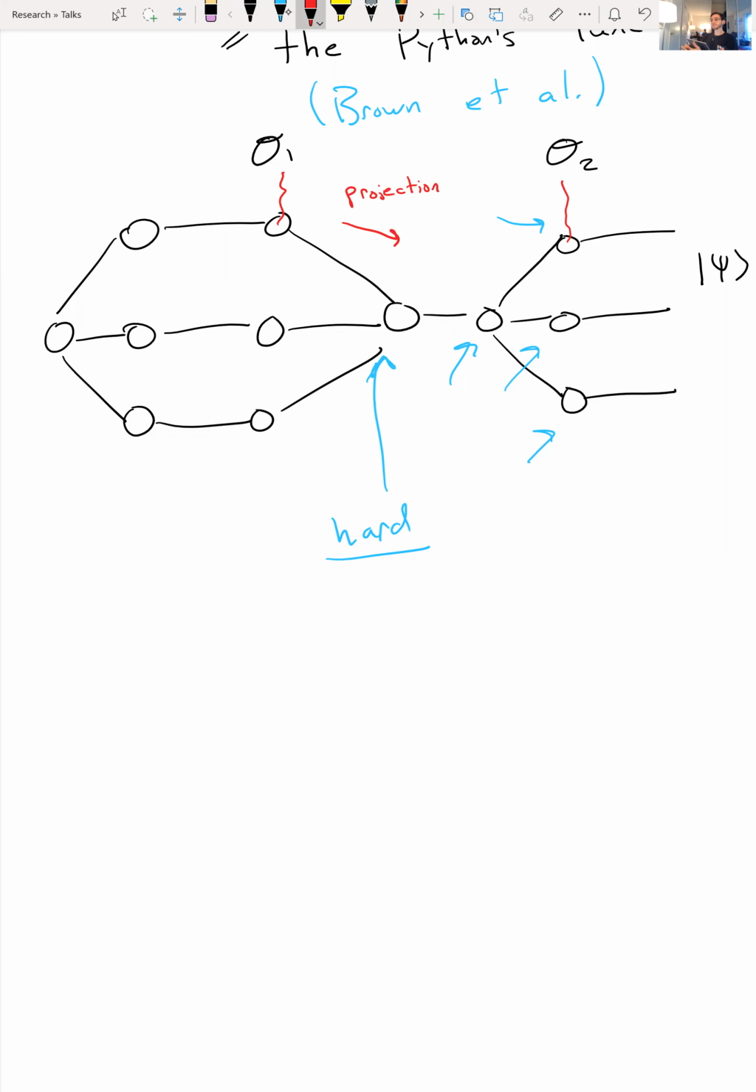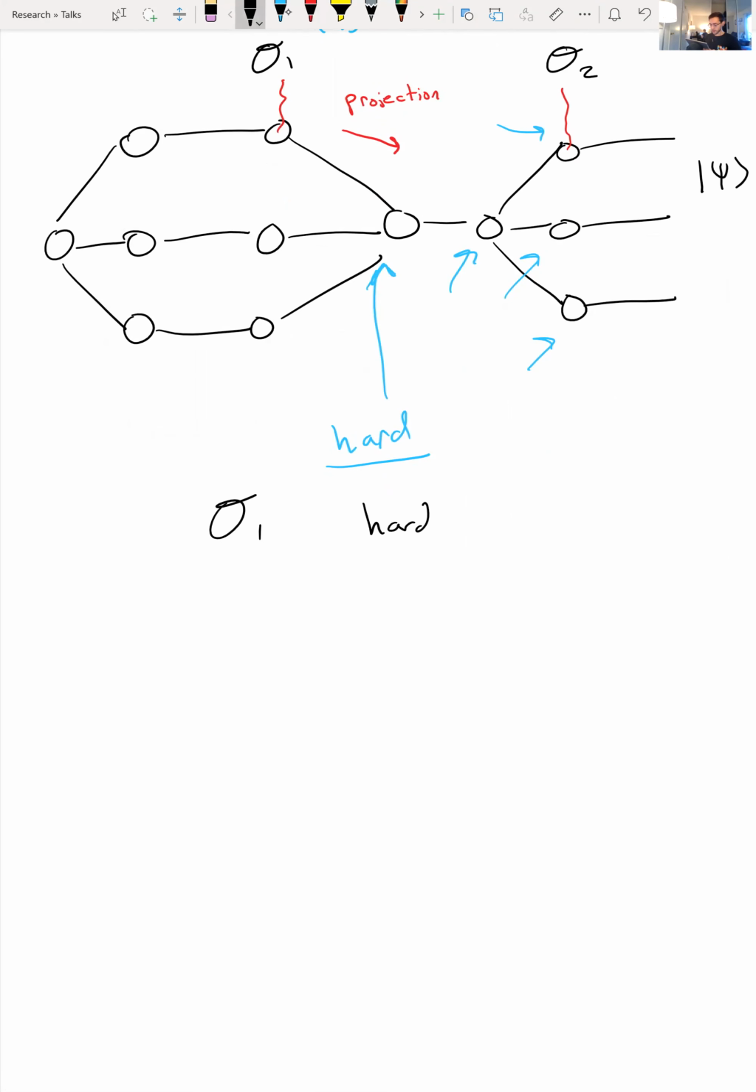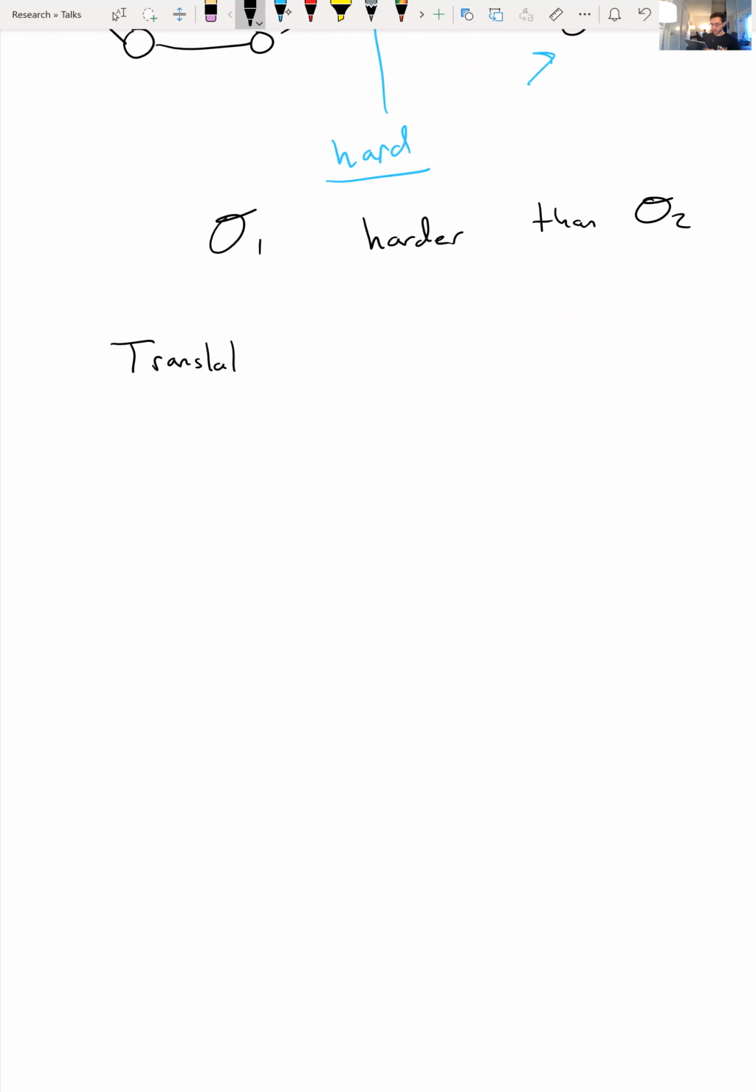So what they talked about in this paper was how if you have a tensor network like this, it's always going to be much harder to figure out what happened at O1 than it is at O2. So I'll say O1 harder than O2. If I think about these tensor networks as representing some space-time geometry, then this translates to a geometric problem. And what it basically says is that if I have some geometry that has a wide region and then a narrow region, it's going to be harder to access things behind the narrow region than it is things that are in front of the narrow region.